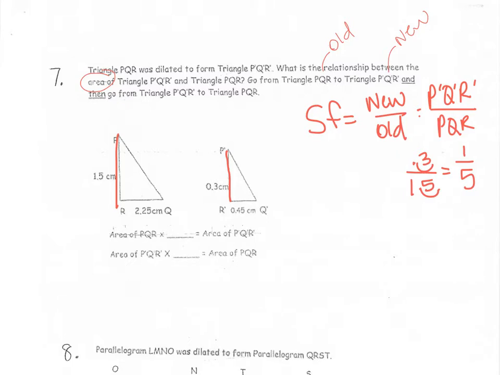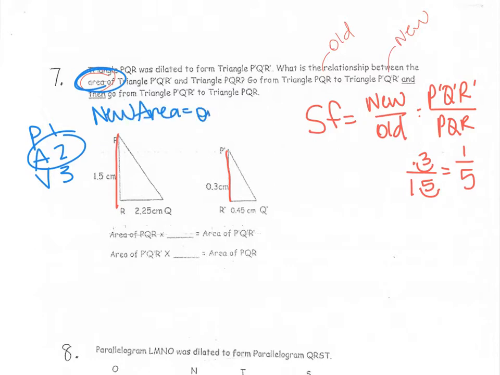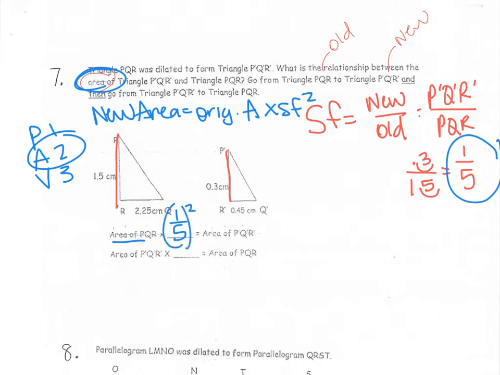So remember, when I'm talking about area, because that's what we were really talking about, we're still doing our PAV 1, 2, 3. So we're looking at the area. Remember, this is saying new area equals original area times scale factor squared. So here's the original area times, here's my scale factor, 1/5 squared. I'm going to put that in parentheses.